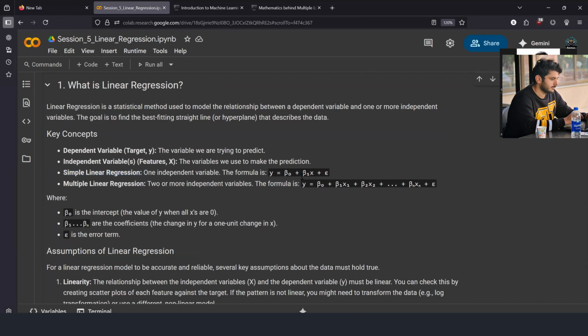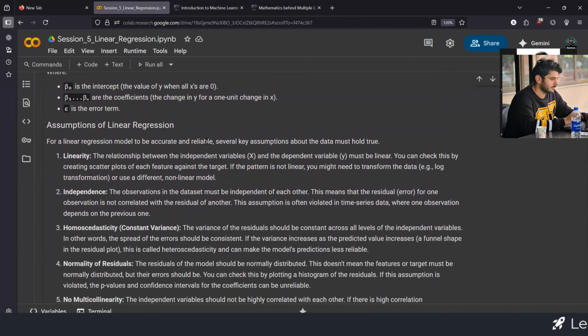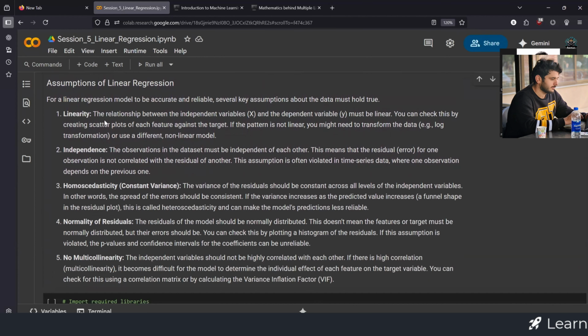Okay, its equation will be something like that: y is equal to beta naught plus beta 1 x. Now, x is our independent variable and y is our dependent variable. But if we have more than one independent variable, it will be multiple linear regression. And here we will have beta 2, beta 3, and up to beta n. Like if we have 10, this will be beta 10 x10. Now, linear regression models have some assumptions. Okay. And the first assumption that we're talking about here is linearity.